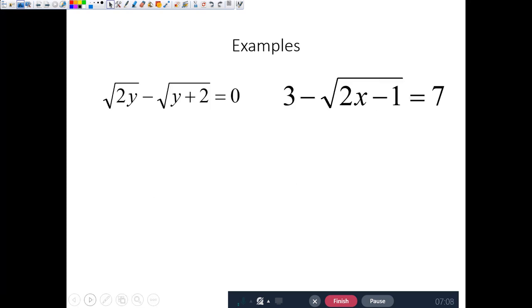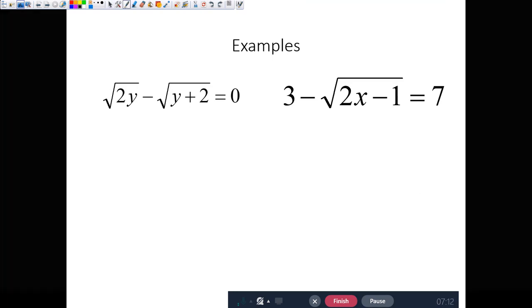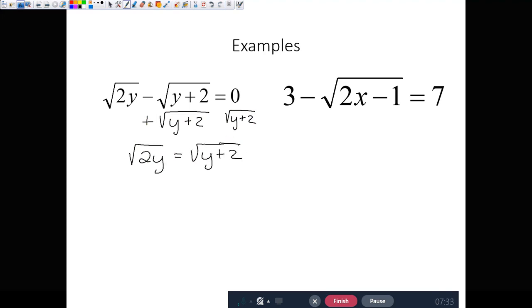So here's an example of where I have to move my radical to the other side. So I'm going to add the square root of y plus 2. Okay? Whatever you do to one side of our equation, we're going to do to the other side. So on this side, I'm going to have the square root of 2y equals the square root of y plus 2. Okay, so now I have a radical on one side and a radical on the other side. So I'm going to square both sides to eliminate my radicals.